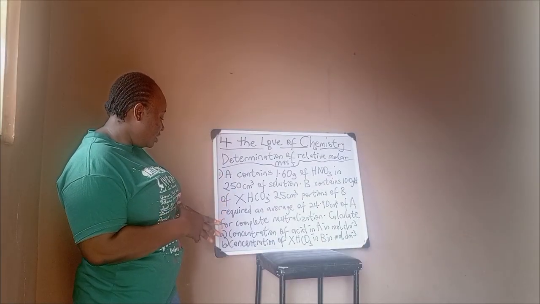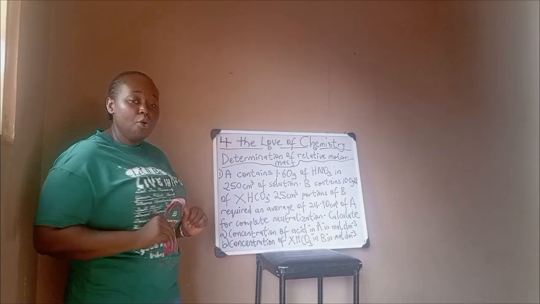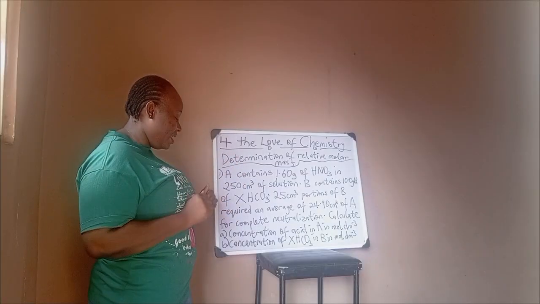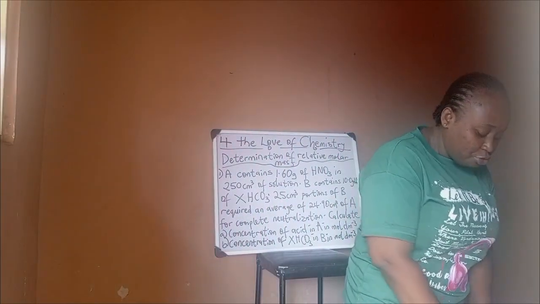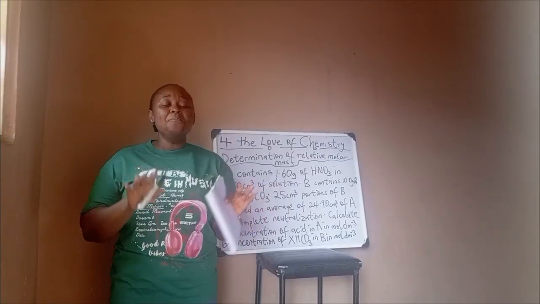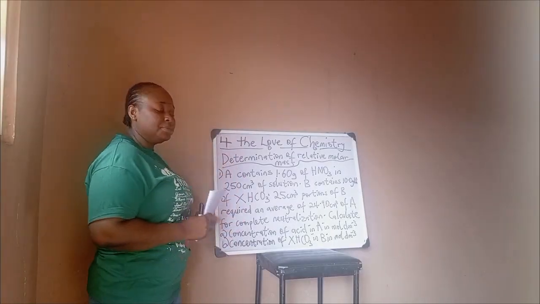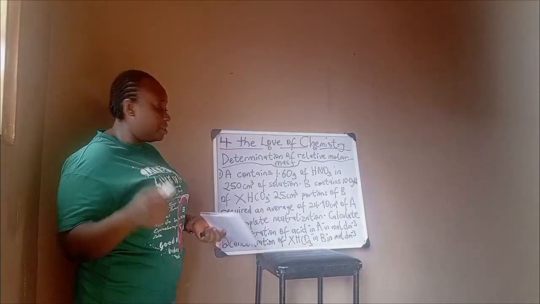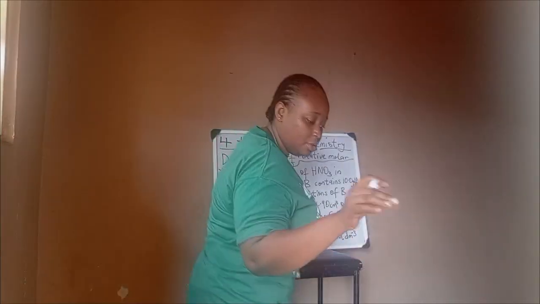So the question now says the concentration of acid in A in mole per dm cube. So that is what we are going to look at right now. And I want you to do something. The first thing you should do whenever you have a chemistry question is to read in between the lines. Don't just read without taking note of everything you see. So let's do that reading again. Reading in between the lines.